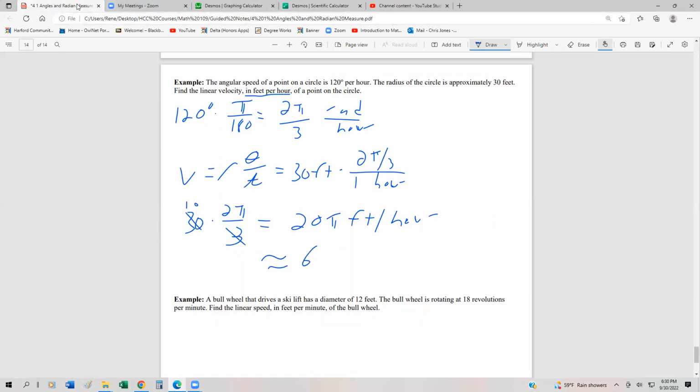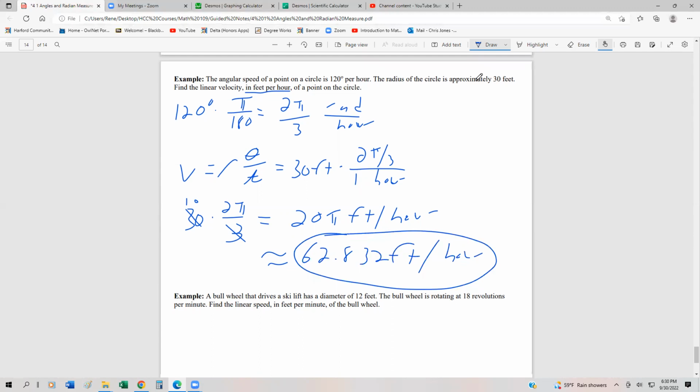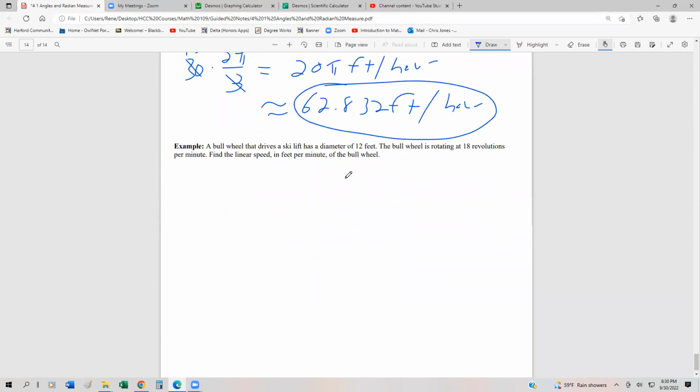So 62.832 feet per hour. Right? So that's not so bad. Again, all we're doing is we're just using our formulas and a little bit of rates so that way we can go through and get this down pretty nicely. All right. This one's a little bit sneakier, but not too bad.